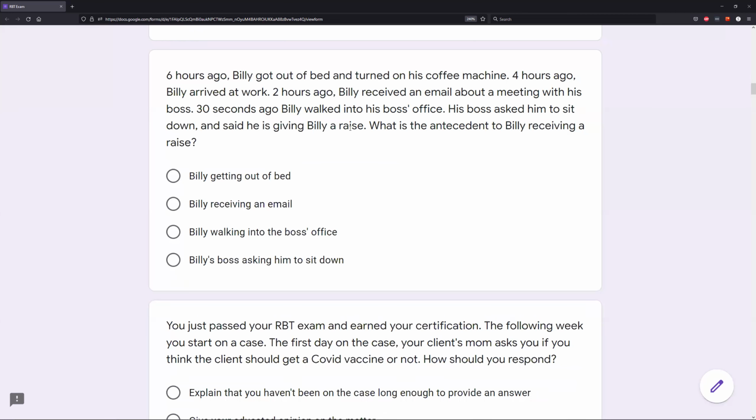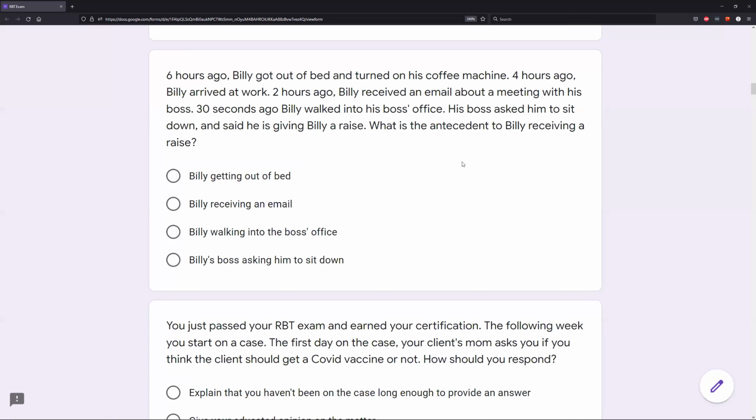All right, don't get cute and don't fall into the trap here, okay? Yes, an antecedent is what? Antecedents are what happens before the behavior. In this question, we get a million things that happen before Billy receiving a raise, right? The antecedent is what happens before the behavior, but more specifically, what happens directly before the behavior, okay? So yes, all of these things happen before Billy receiving a raise, but when we're looking at antecedents, we want to identify what happens directly before the behavior, as close to that behavior as possible.